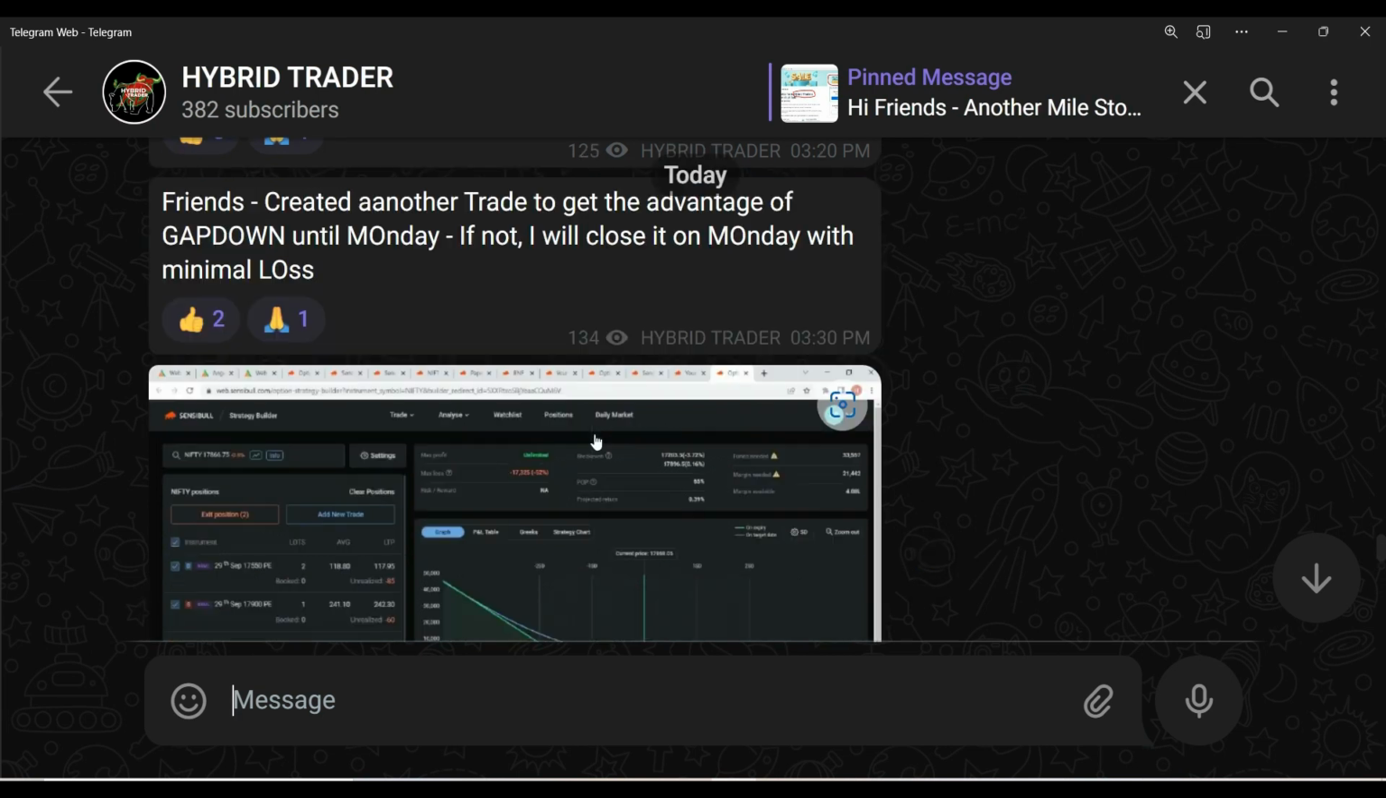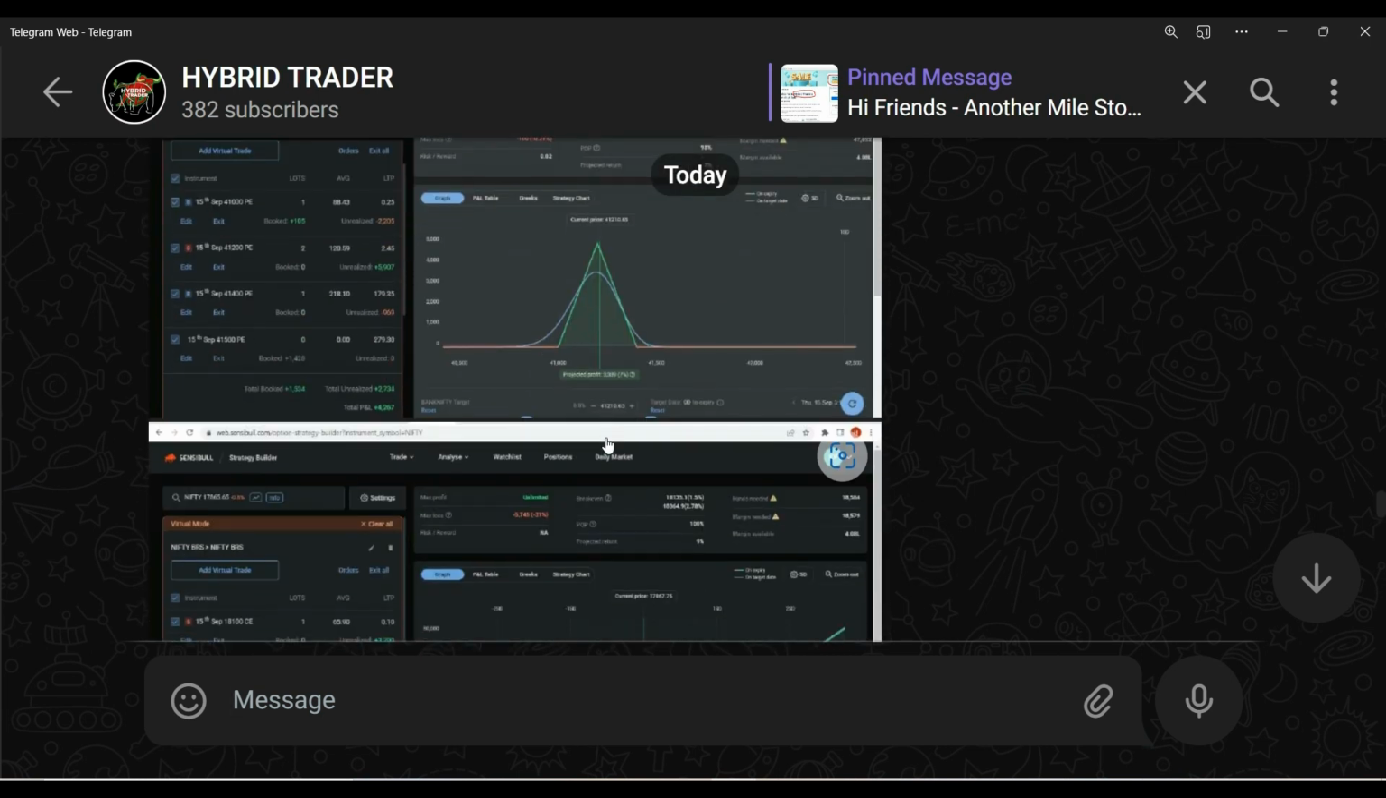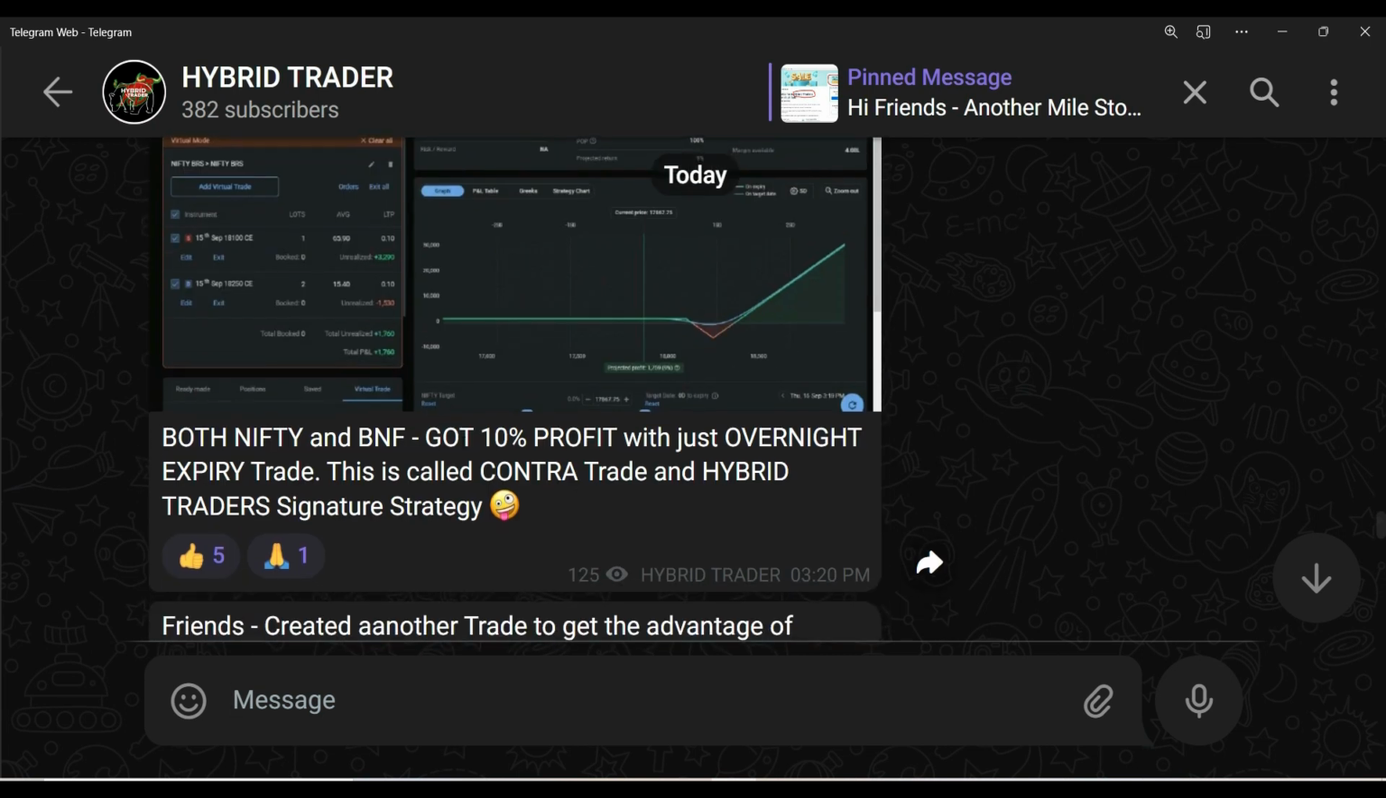These are the trades which I've taken, right? The same thing: I said both Nifty and Bank Nifty I got 10% profit. Okay, so let me straight away take you to the Sensibull.